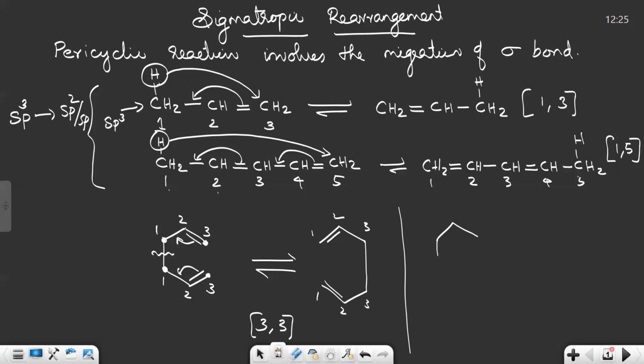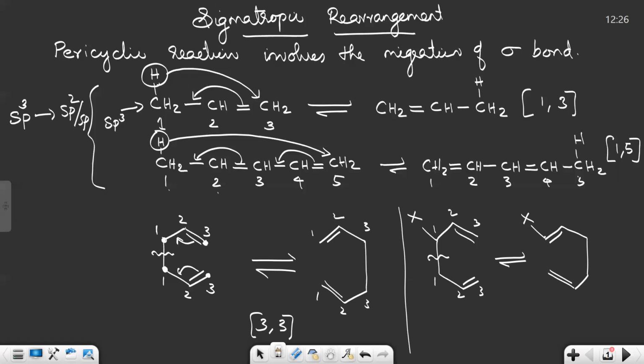If I show it like this, consider a group X is present here. Now what happens? The same sigmatropic rearrangement. 1, 1, 1, 2, 3, 1, 2, 3. So 1-1 will break, 3-3 will form. A 3-3 new bond is formed, double bonds have shifted, and the group X is there. This rearrangement is actually known as Cope rearrangement. About Cope rearrangement, oxy-Cope rearrangements and aza-Cope rearrangements we will discuss later.